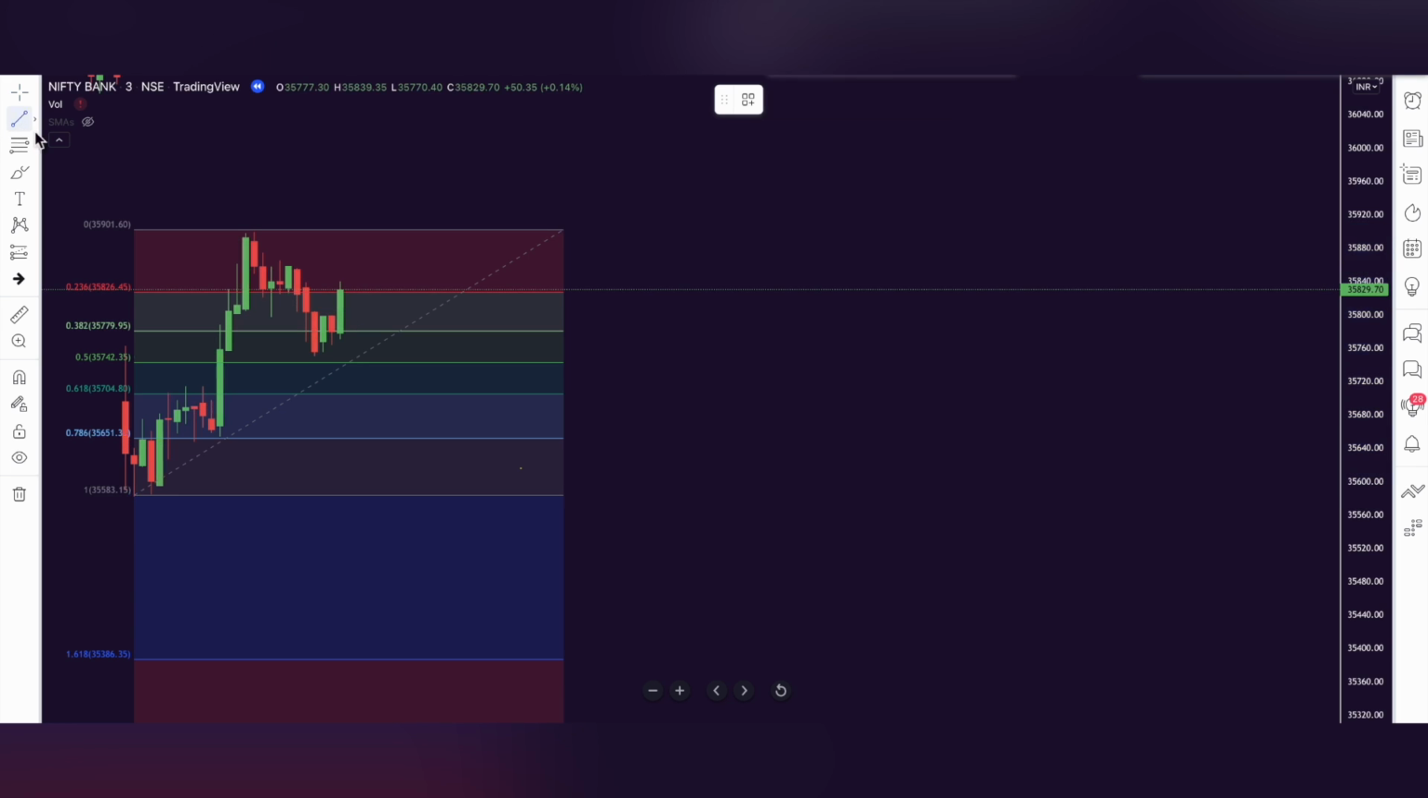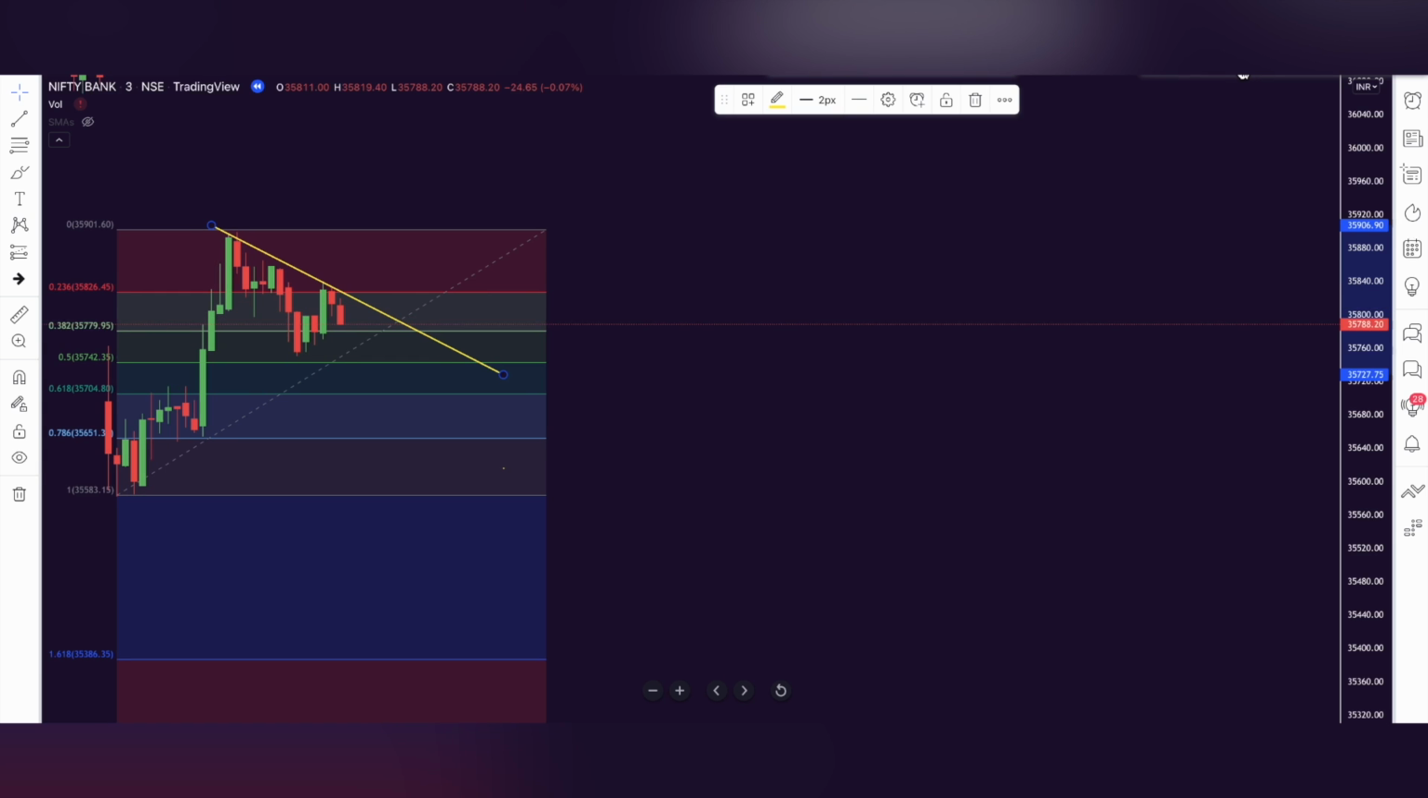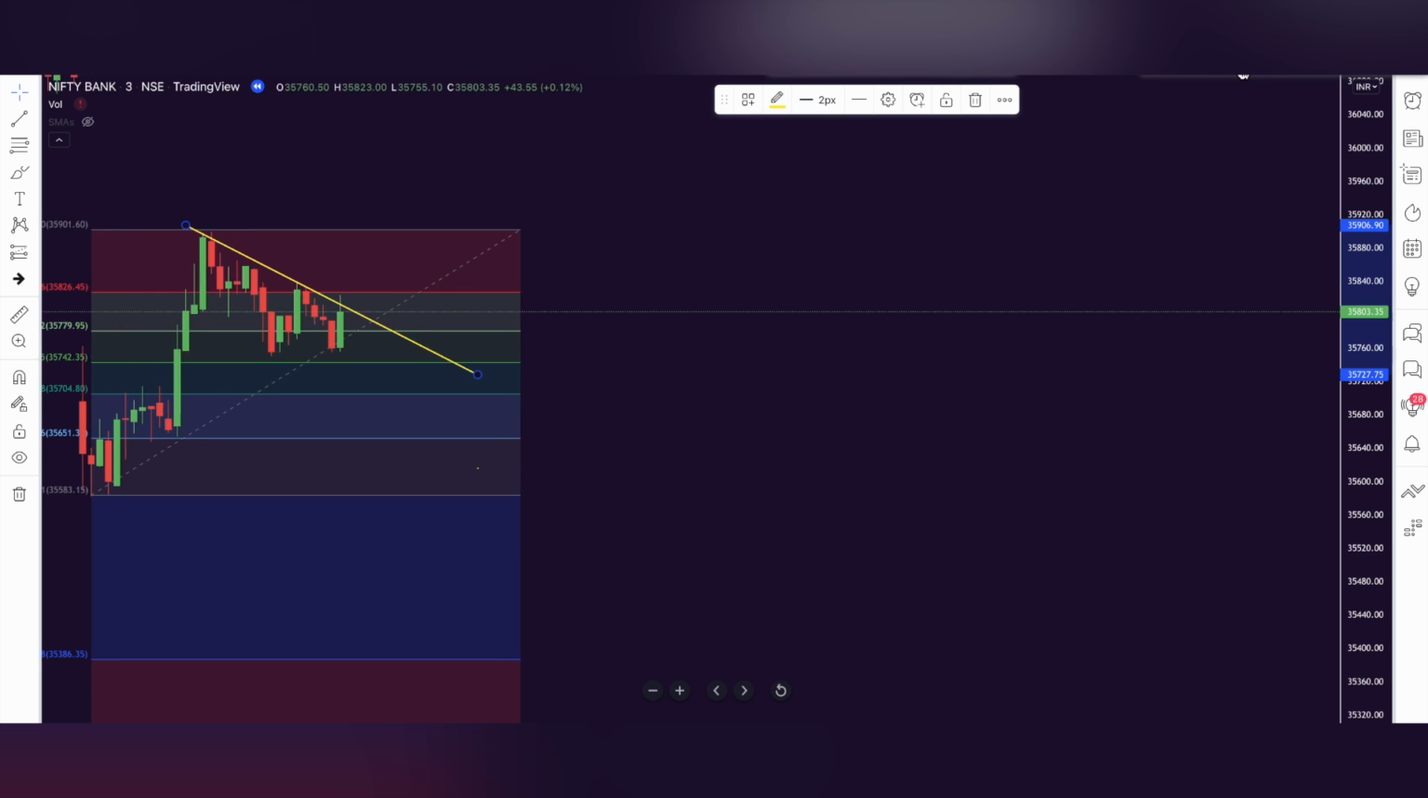Why? Because I am a price action trader, right? I will draw a trend line like this with maximum number of touches. Now only when this trend line is broken, I will feel confident to enter the trade. So as of now, we will wait for this trend line to be broken and it should close above the important Fibonacci levels to enter the trade. Let's see what happens next. It is not breaking the trend line.